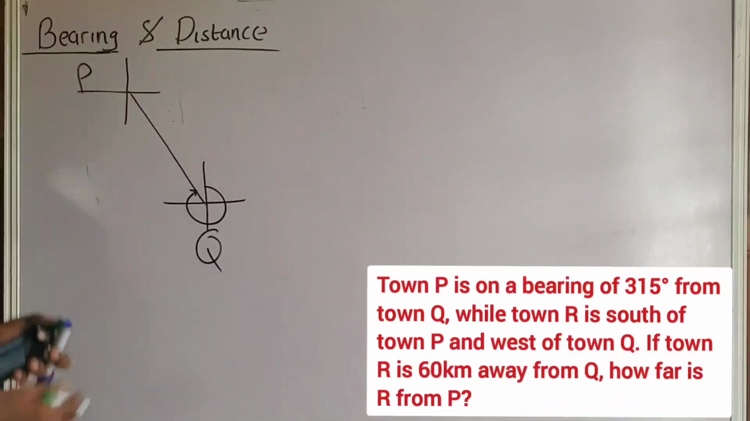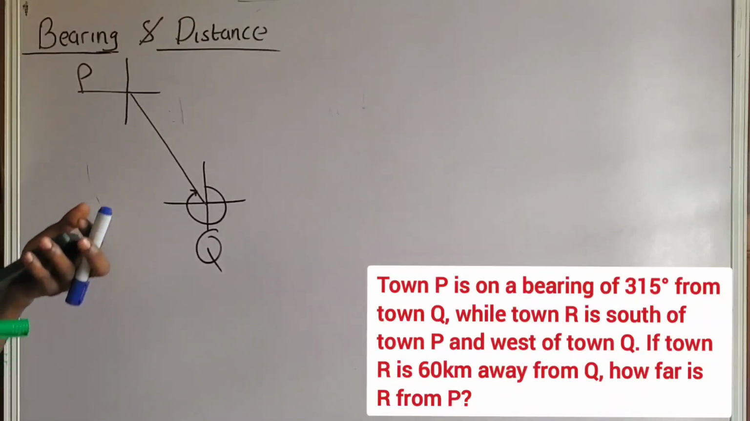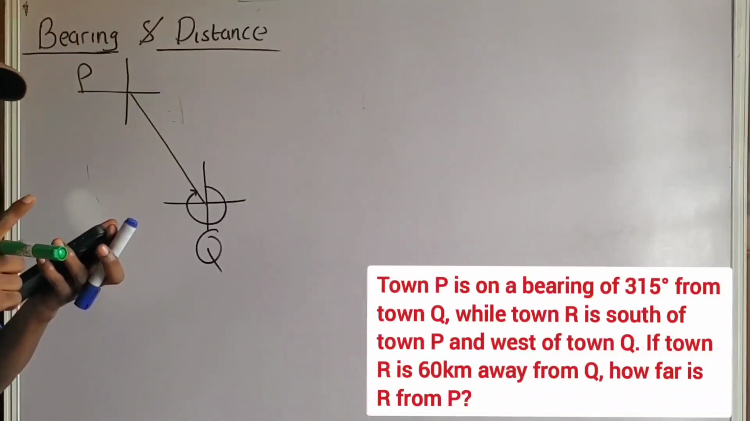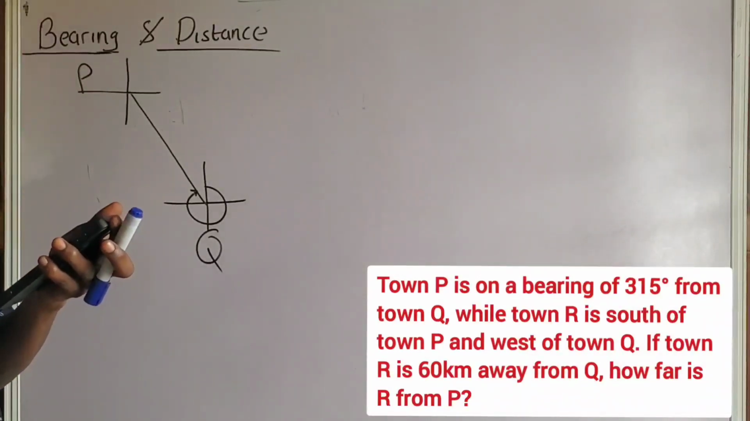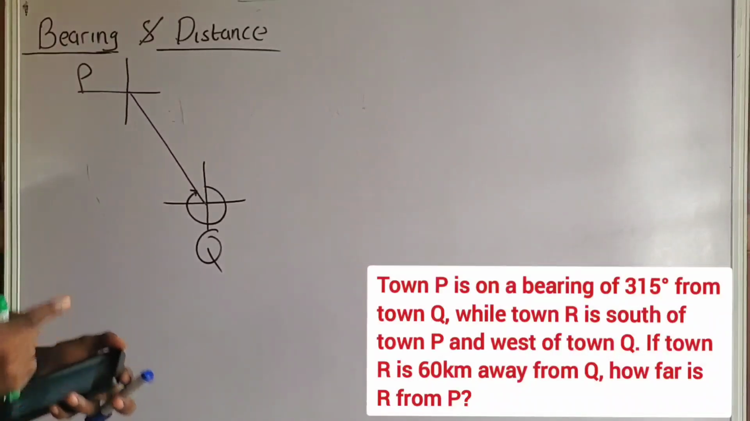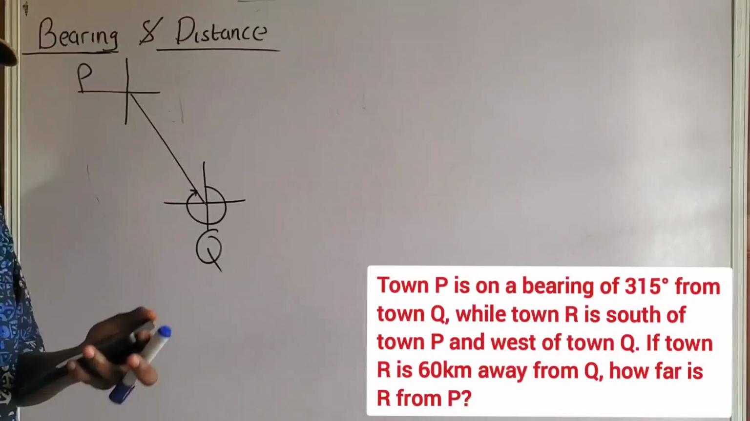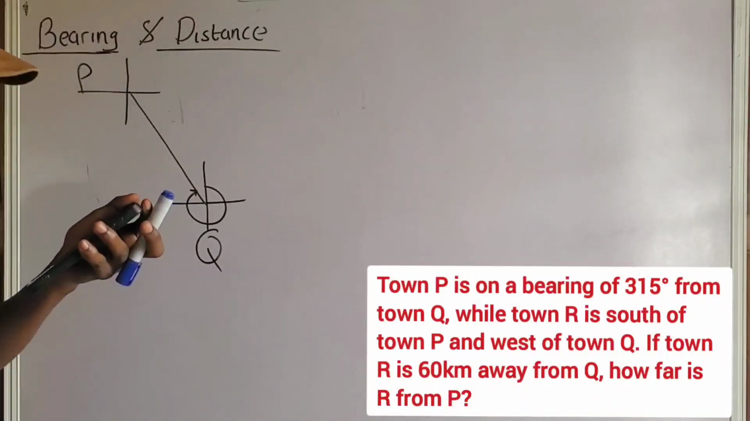Do you understand? You see, in bearing, you must be able to interpret the questions into a diagram. So that's one of the important things that you have to learn in bearing. If you look at that question, town P is on a bearing of 315 degrees from town Q. The meaning of that statement is that the bearing of P from Q is 315 degrees. Do you understand? So let's proceed.